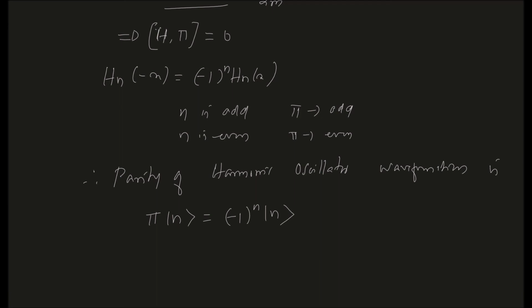If it is odd, you have an odd parity for the harmonic oscillator. So all odd numbered wave functions have odd parity, and all even numbered states have even parity for the harmonic oscillator problem, because this parity basically comes from the parity of the Hermite polynomial, and the multiplication factor always has even parity. So the parity is basically determined by the parity of the Hermite polynomial.